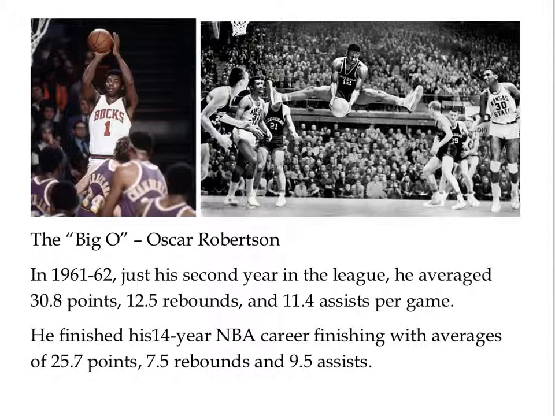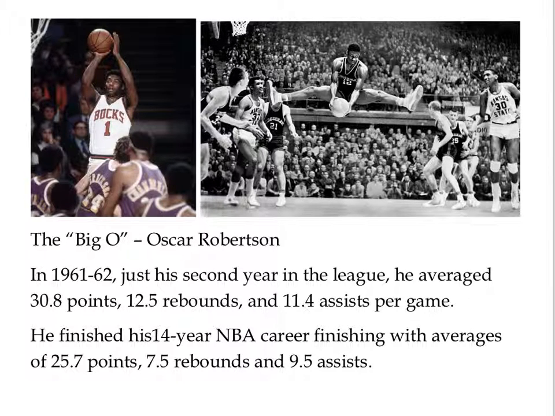It's only been done one time, by the big O, Oscar Robertson. He did it in the 1961-62 season. It was just his second year in the NBA. Actually, his first year, he came 0.3 assists away from averaging a triple-double. He was almost a triple-double his rookie year. His second year in the league, he averaged 30.8 points, 12.5 rebounds, and 11.4 assists per game.